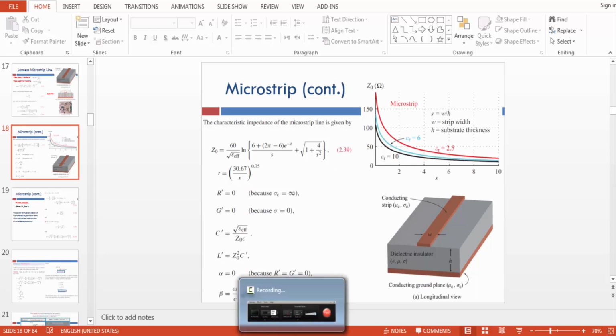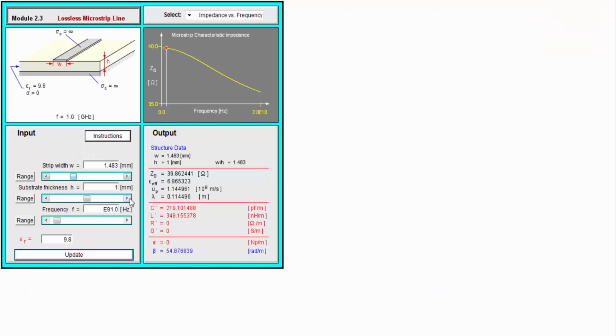Inversely, let's go back here to 1 millimeter, updated. If we increase the height, we could see the impedance will be increased. Now we have 57 when we have about 1.4 millimeter, and if we keep increasing the height of the substrate, we could see the Z node characteristic impedance keeps increasing.